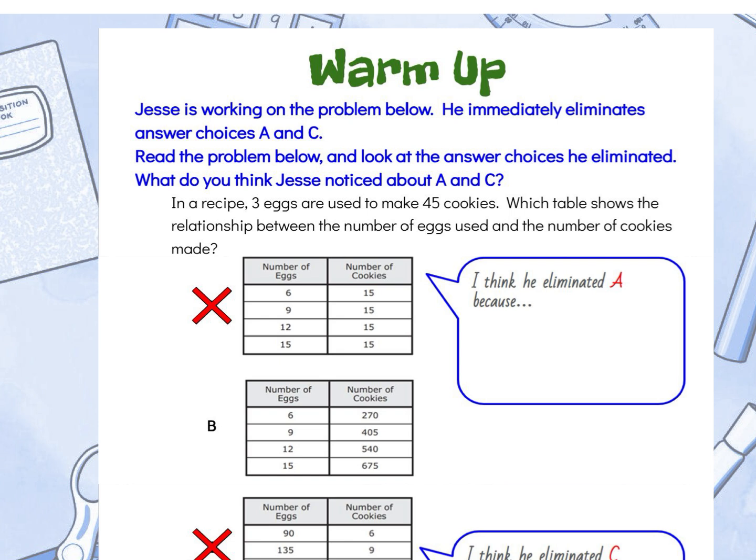So in a recipe, 3 eggs are used to make 45 cookies. Which table shows the relationship between the number of eggs used and the number of cookies made? Okay, so the table that we are looking for should have this ratio, or it should have ratios that are equivalent to 3 eggs and 45 cookies. So when he looks at table A, why do we think that he saw right away table A couldn't possibly be the answer?